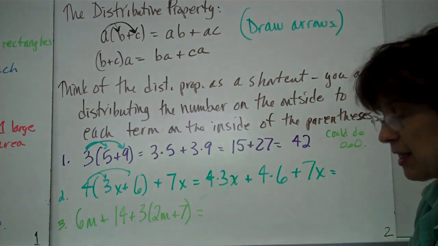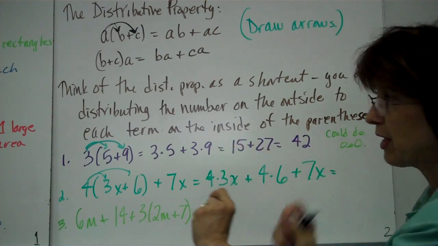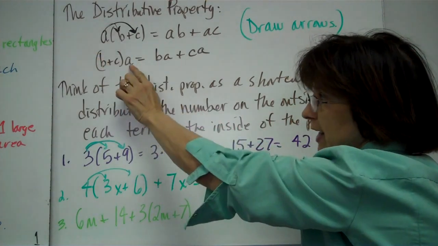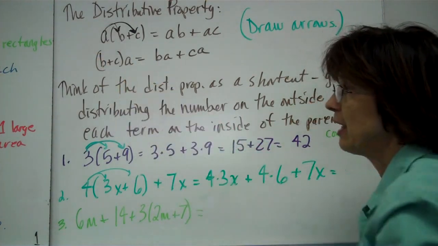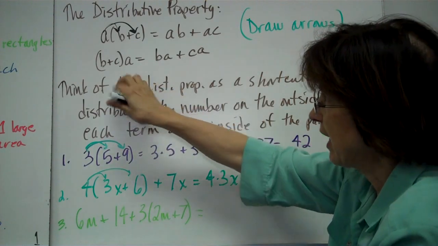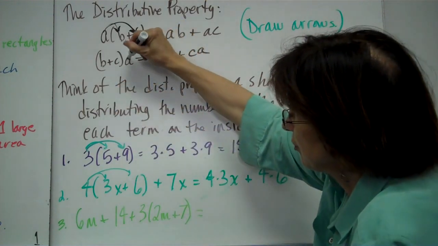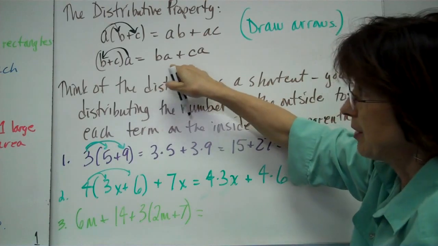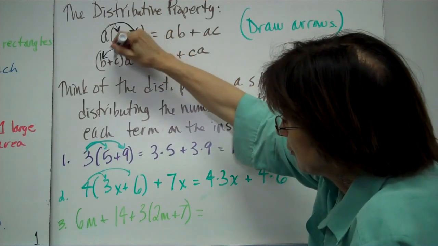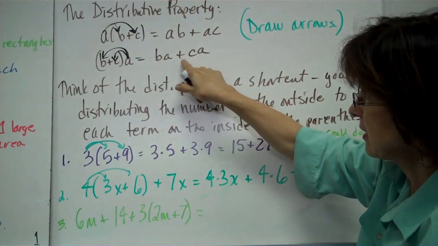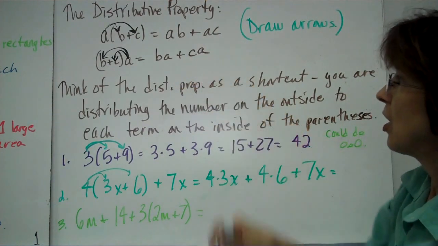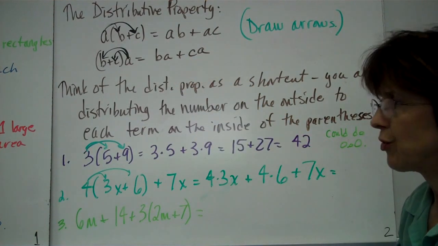Now, with multiplication we can switch things around because of the commutative property, so I could put the a on the end, and I would still do the same thing. You still distribute the a to the b, being b times a, and then distribute the a to the c, which would be plus c times a. We're going to do some examples. I think it'll be more clear.